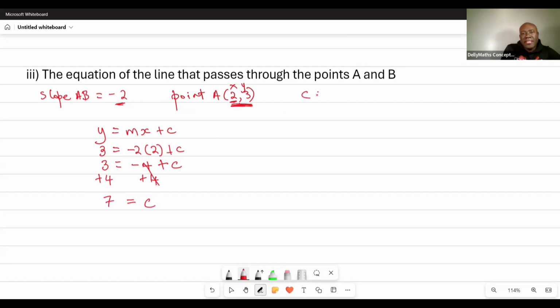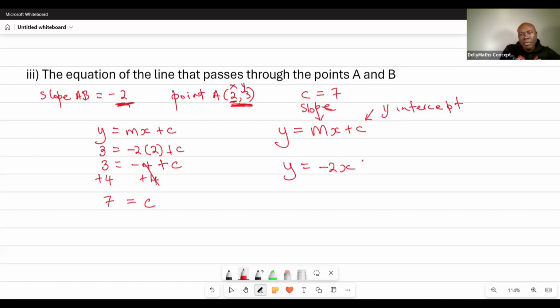Because I have my c value and my slope, I can now write the equation of the line. The equation of the line takes this form: y is equal to mx plus c, where m is my slope and the c value is my y-intercept. So now it's going to be y equals -2x plus 7. And there it is, the equation of the line.